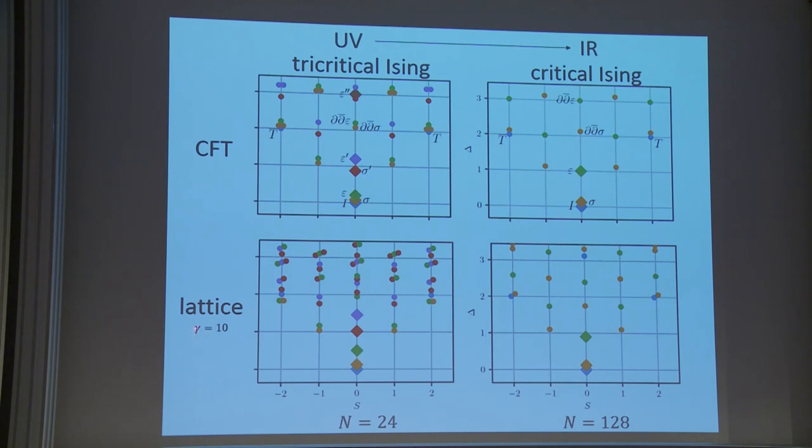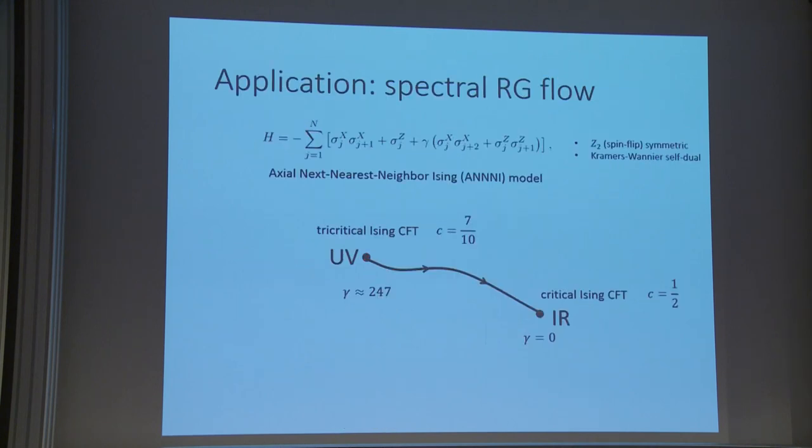And I have to say, there is a parameter here, gamma equal to 10, for the initial Hamiltonian. This is a very special and nice Hamiltonian that we use for this application. It is the Ising Hamiltonian plus a perturbation, an extra term, where this term takes an extreme value, roughly 2.47, for this to become the tricritical Ising CFT. This model is nice because this perturbation conserves the Z2 symmetry of the Ising model, but it's also Kramers-Wannier self-dual, as the critical Ising model is. And so all the perturbations that you can have are irrelevant with respect to the critical Ising model.